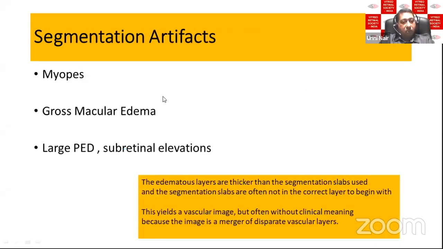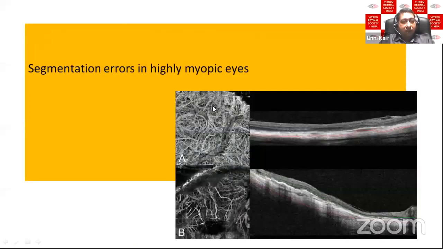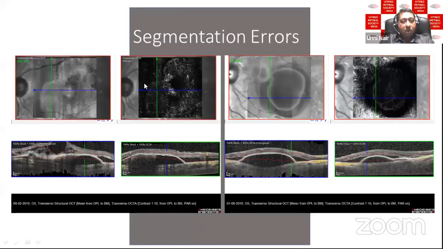Segmentation artifacts: that is what the machine produces. The segmentation doesn't go in the right layers and you don't get consistent vascular information from that. In myopic eyes, you can see the segmentation is all over, and you get all these strange vascular patterns. Also, here you see a thick slab which is going through the sub-RPE space, through the RPE, and through the retina and the SRF, and you cannot make an interpretation properly as to what the en face picture shows.